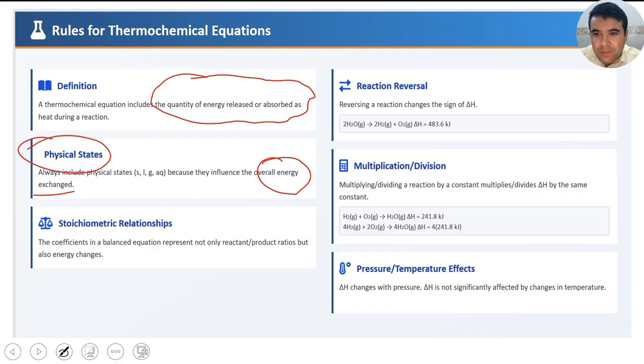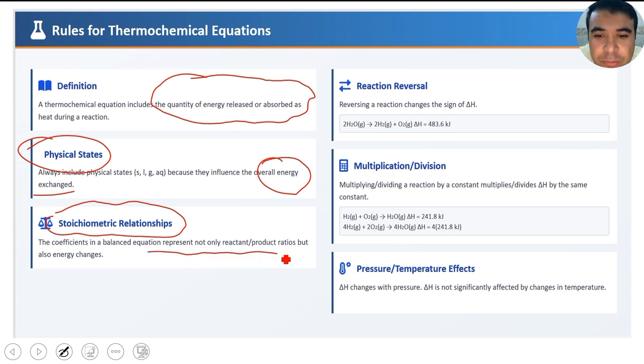This is first. The second one, stoichiometric relationships, guys. The amounts. As we change the amount of reactants and products, that is going to change the amount of the energy as well. So the coefficient in a balanced equation represents not only the reactant and product ratio, but also energy changes. The coefficients, the amounts, the moles, are going to affect the enthalpy change. As the coefficients increase, they increase the enthalpy change. As the coefficients decrease, they decrease the enthalpy change.